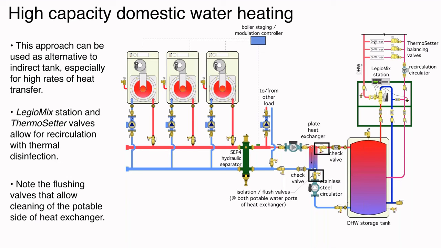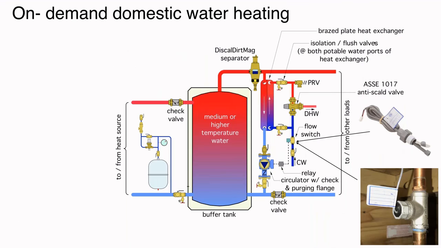So flat plate heat exchangers can work really well for domestic water heating. But again, hard water is going to be the enemy of any heat exchanger. Real quick, we got about 5 minutes left here. This is an on-demand domestic water heating system where we have a buffer tank. And the buffer tank could basically go out to other loads, maybe some zone space heating loads. It's very simple. It's a brazed plate heat exchanger, stainless steel, with a circulator.